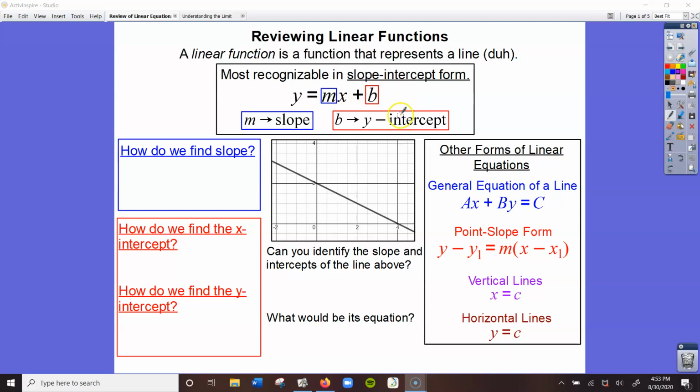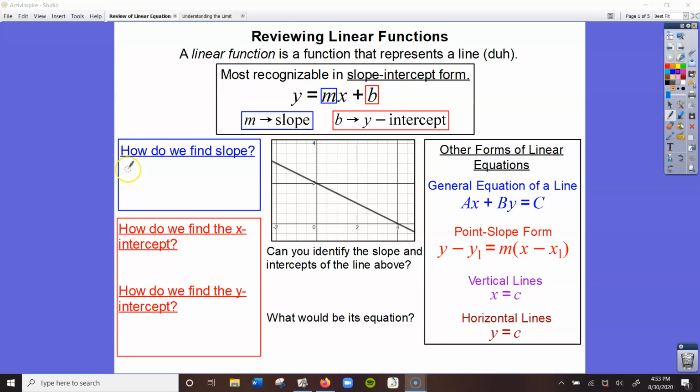Hello everyone. Today we're going to be reviewing linear functions. Now, a linear function is a function that represents a line, hence why it's called linear. Linear sounds like line. Now, when we normally think of linear functions, we remember y equals mx plus b, where m represents the slope and b represents the y-intercept. That's why it's called slope-intercept form, because you need the slope and you need the y-intercept.